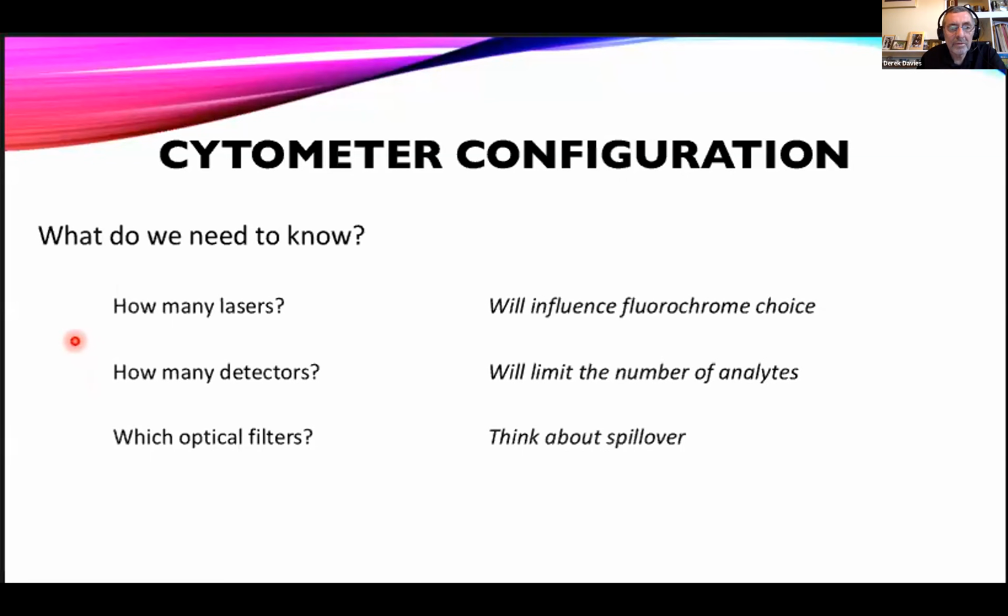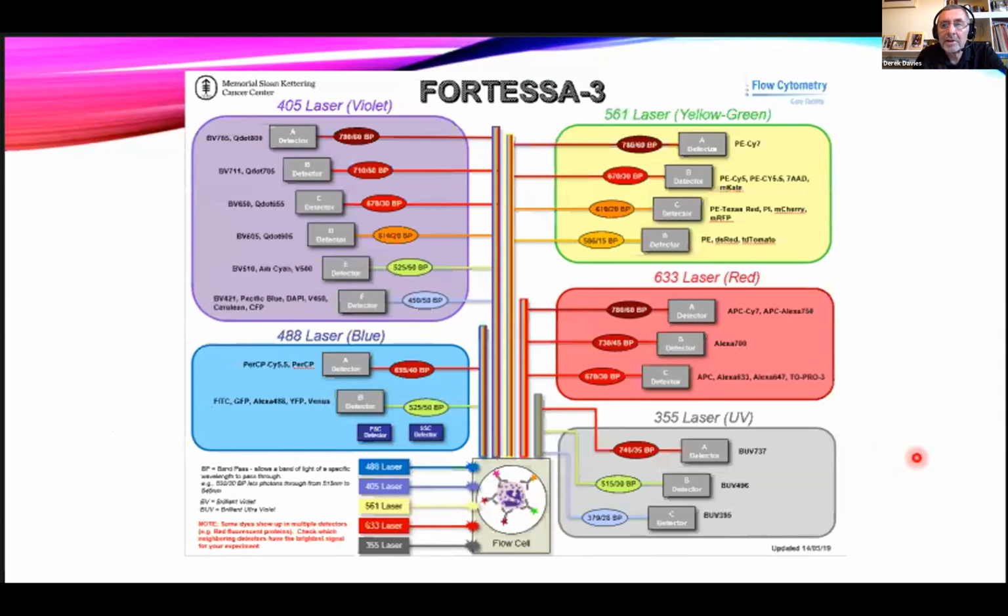And it's not just those overarching things, but also the specifics. Which optical filters do I have in my cytometer? Because that's going to help me think about which fluorochromes I might be able to use together. And we can get this information hopefully very easily. If you work in a core facility, something like this will probably be stuck on the cytometer itself, or at least downloadable from a website. So this is the configuration of the cytometer we're going to be using today.